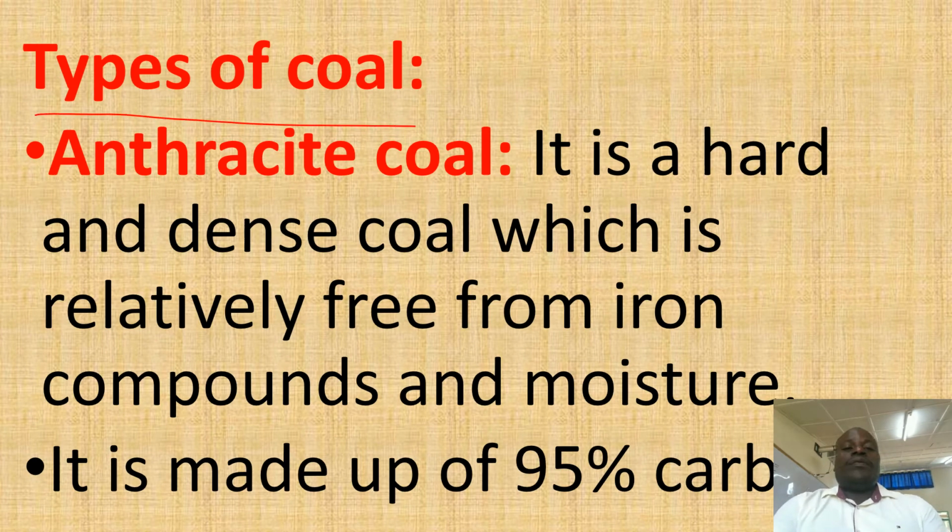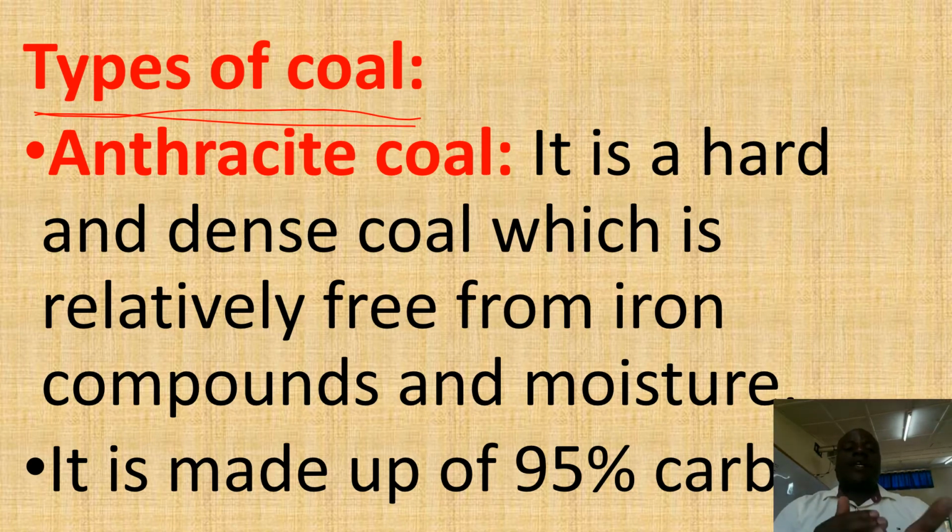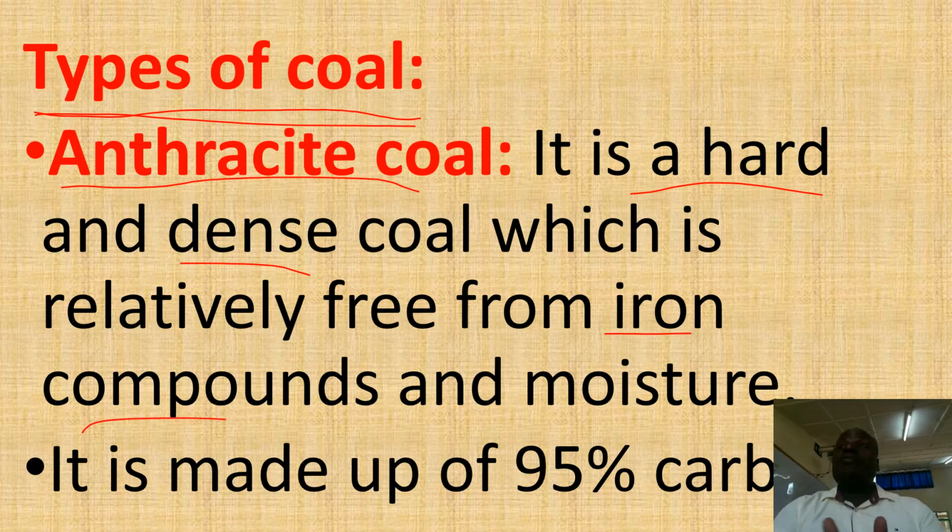Types of coal. For us to understand these types, we need to base on color, on density, on the content of moisture, on content of carbon for each, plus other elements. Let's begin with type number one, which is anthracite coal. This is hard coal. It is hard and dense. It is relatively free from iron compounds and moisture. It is made up of 95% carbon content.